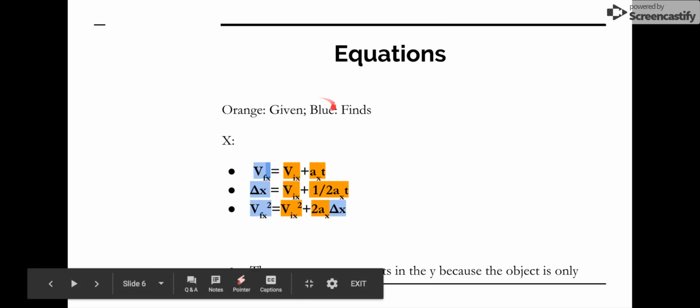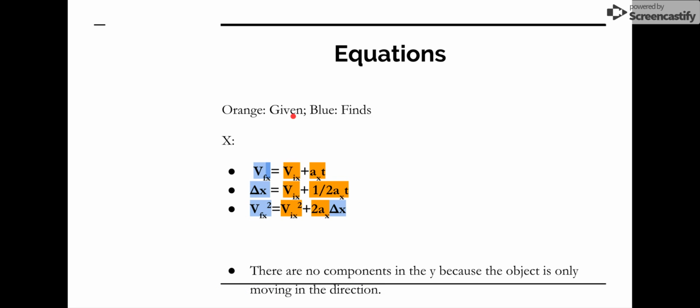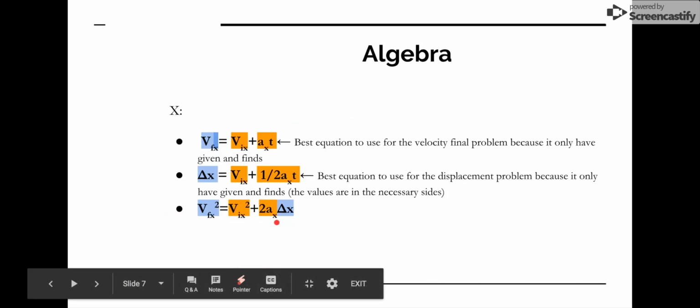So here are our equations. These are the three equations that you must know in order to solve any free fall projectile problems in physics. And we have color-coded the givens as orange and the finds as blue, and we notice that in this problem it's an ideal situation because the givens for these two equations are on one side and the finds are on one side, so we don't have to worry about manipulating anything.